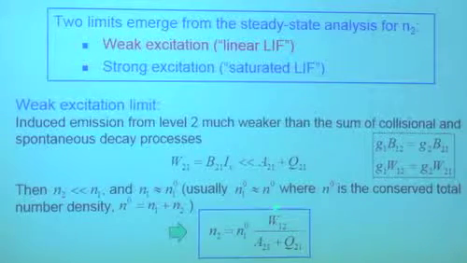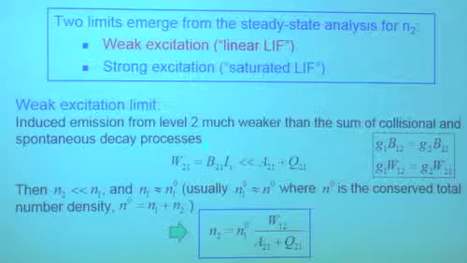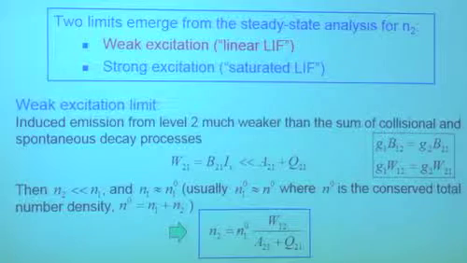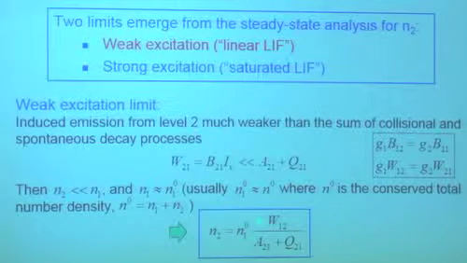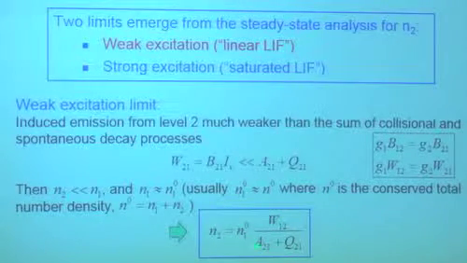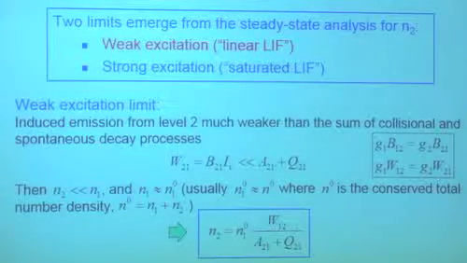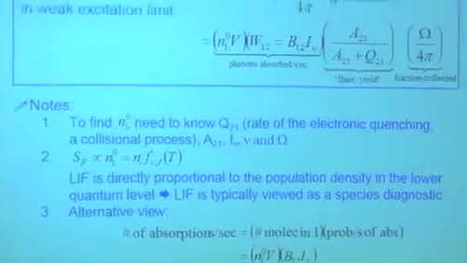And remember, W is just IB. So there's an IB and an IB. Oh, no, I got rid of that one. There's an A and a Q down here. So I got an IB, an A, which the B's and the A's are related, and I got Q. So what you're going to see is Q's the problem. So let's look in the weak excitation limit.